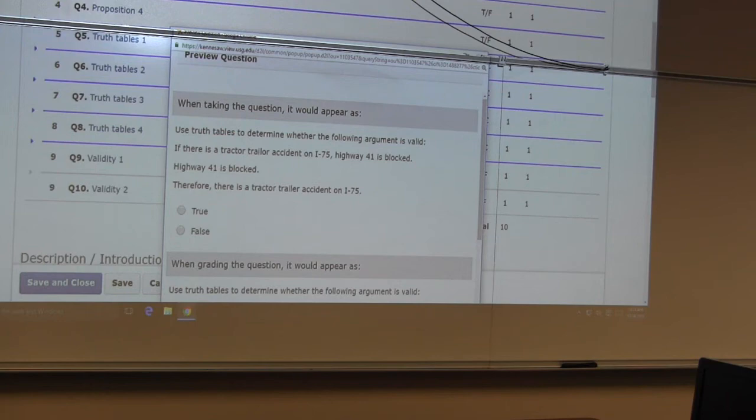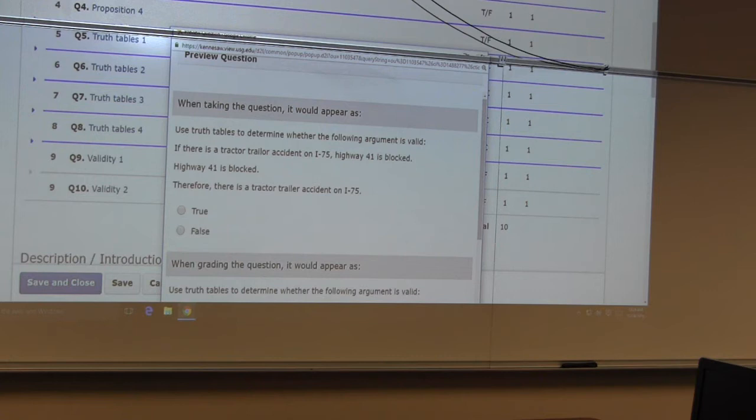We really only have two things, don't we? Tractor trailer accident on 75 and 41 blocked. Okay. So we could say we've got accident and we've got blocked. And you can use letters of your own. I think we did this differently before.